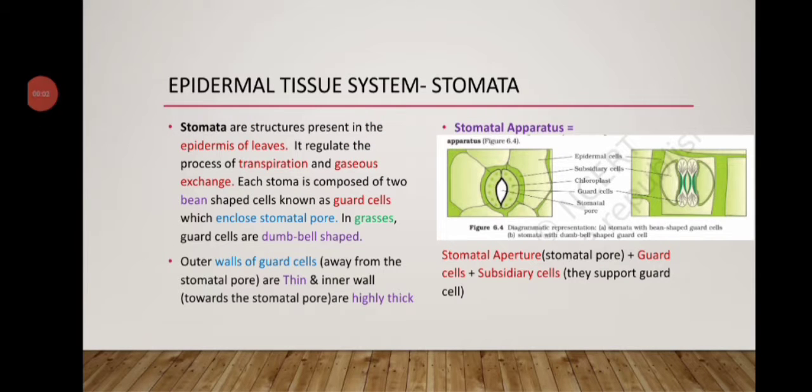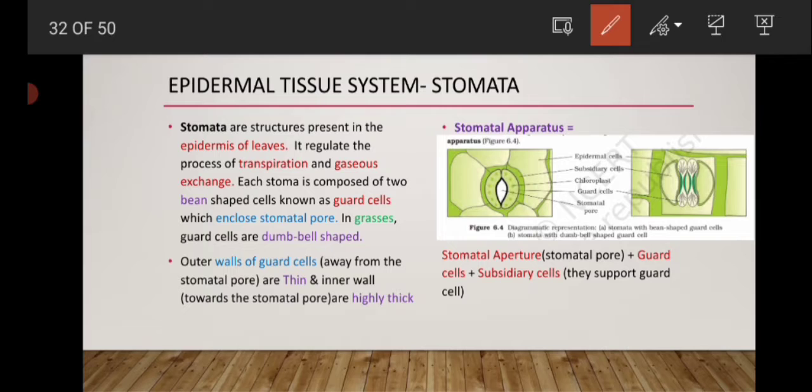Now we will talk about stomata. Stomata are structures present in the epidermis of leaves. They regulate the process of transpiration and gaseous exchange.